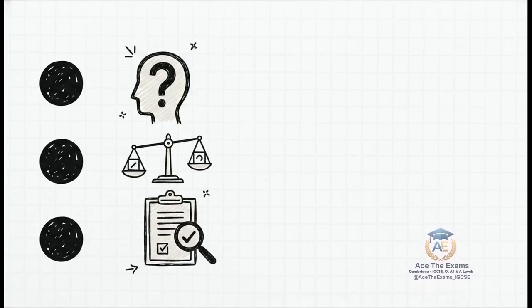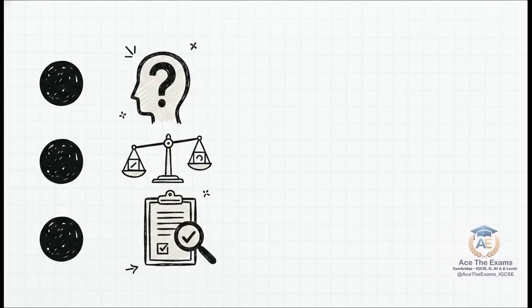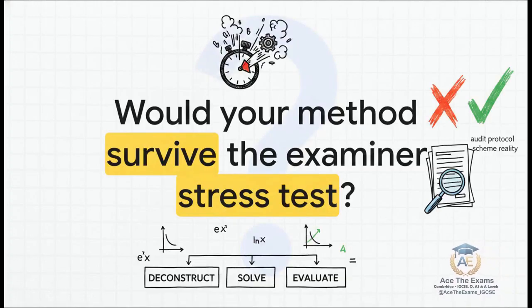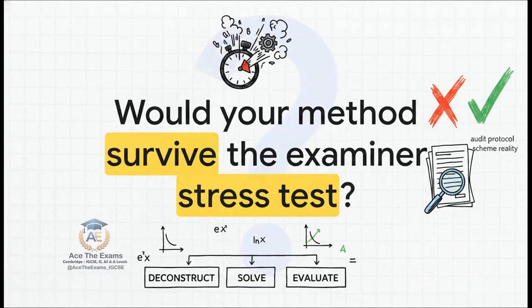When asked to perform comparative analysis, like comparing an exponential decay model to a linear decay model over time, you have to identify similarities and differences in the rates of change explicitly. And most importantly, you must justify every single decision with hard algebraic evidence, explicitly showing your logarithmic conversions to the examiner. I'm going to leave you with an intense, provocative question. If a strict Cambridge examiner audited your last past paper response right now, today, would your method survive the stress test? Would it pass the deconstruct, solve, evaluate protocol?